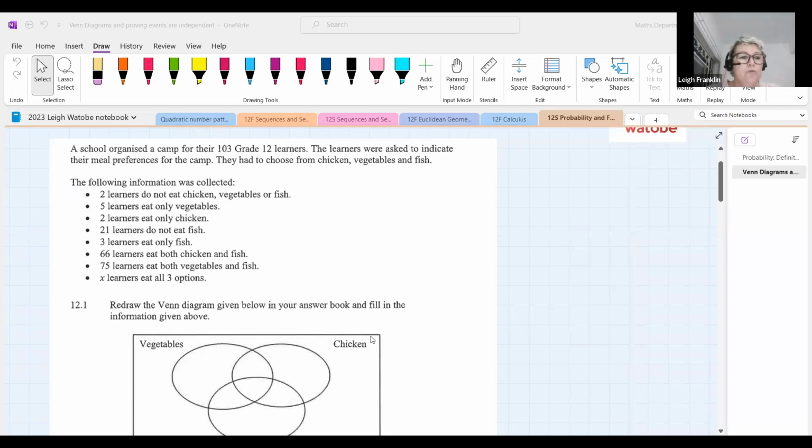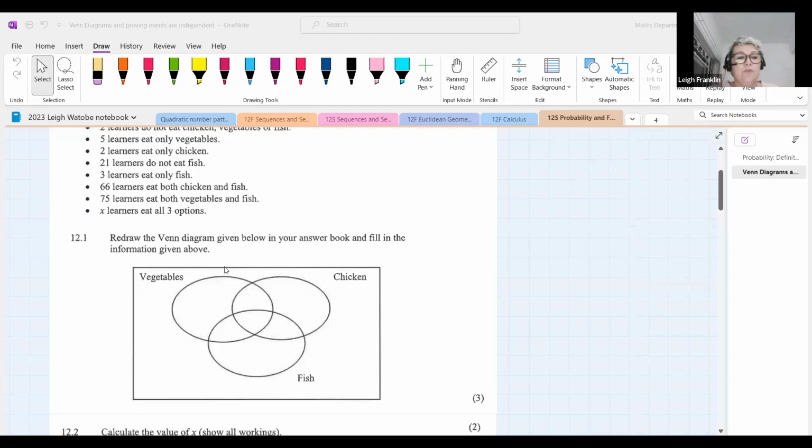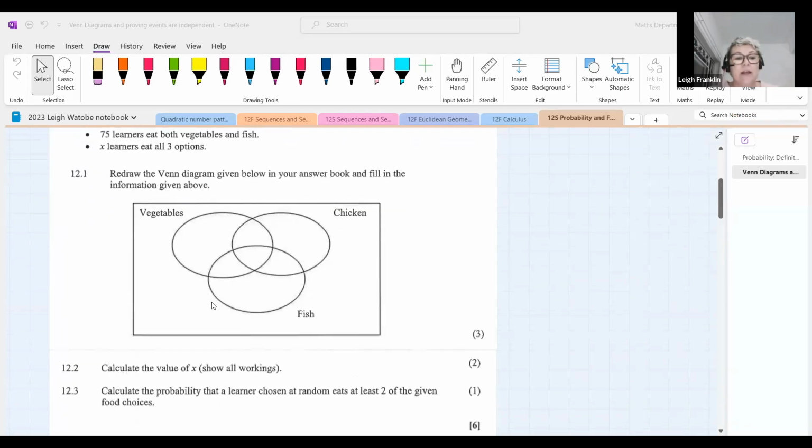2 learners do not eat chicken, fish, or vegetables. 5 learners eat vegetables only. 2 learners eat only chicken. 21 learners do not eat fish. 3 learners eat only fish. 66 learners eat both chicken and fish. 75 eat both vegetables and fish, and X learners eat all 3 options. They want us to redraw the Venn diagram and fill in the information.